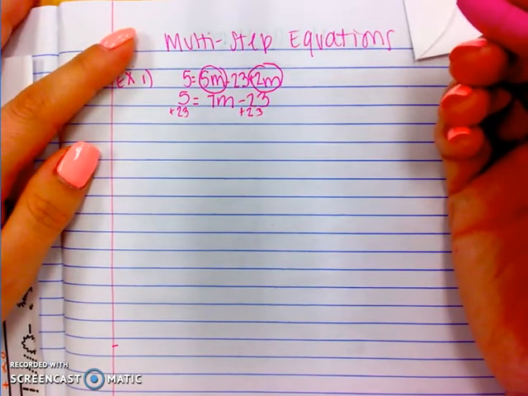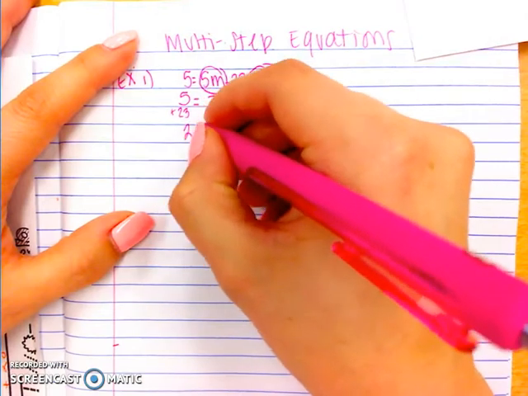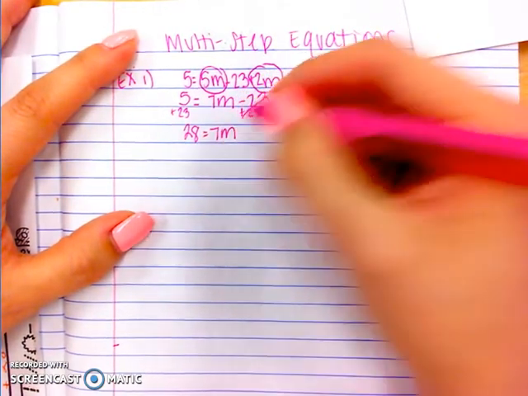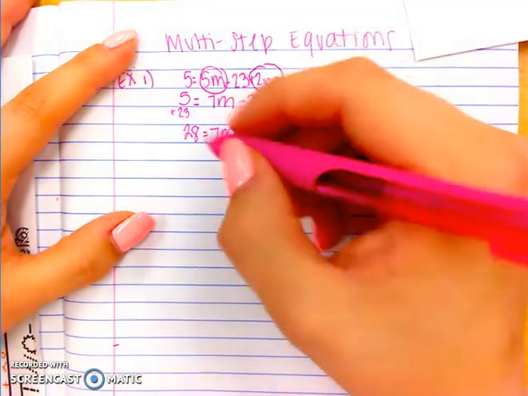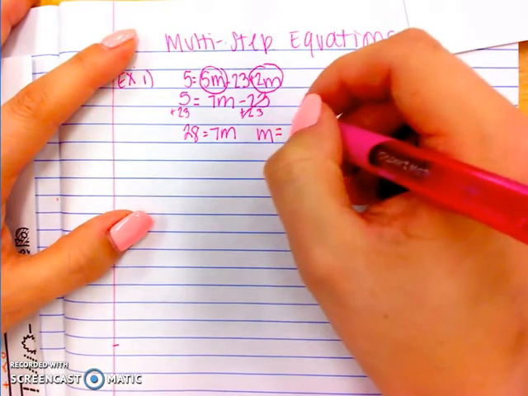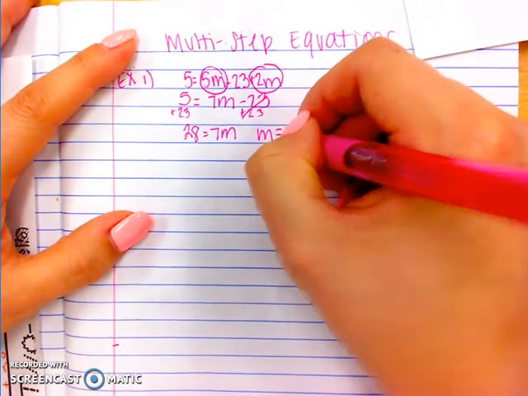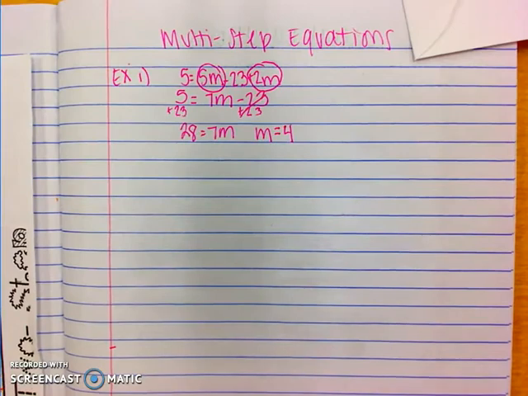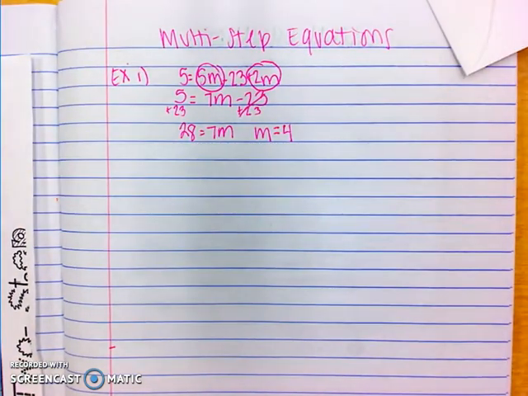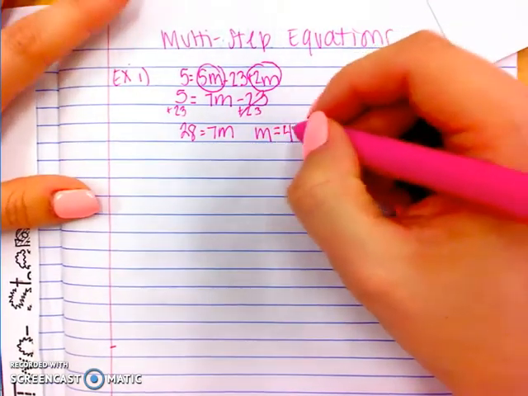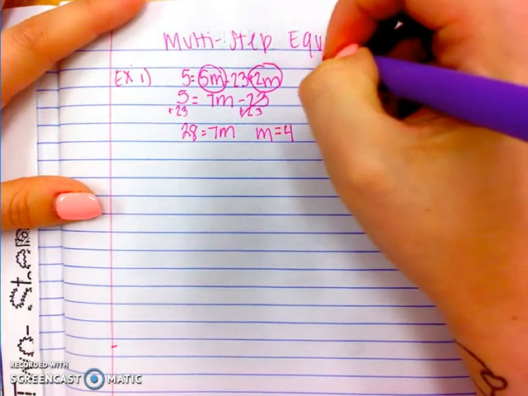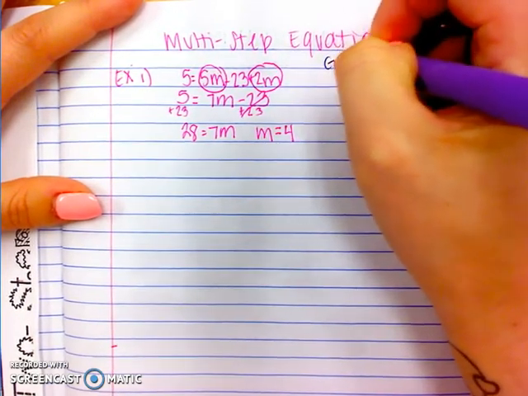And so that gives me 28 equals 7m. And then I'm going to divide both sides by 7, so m equals 4. Okay, so that's the first one. Let's see if you can do this one on your own. I'm going to leave it right up here.